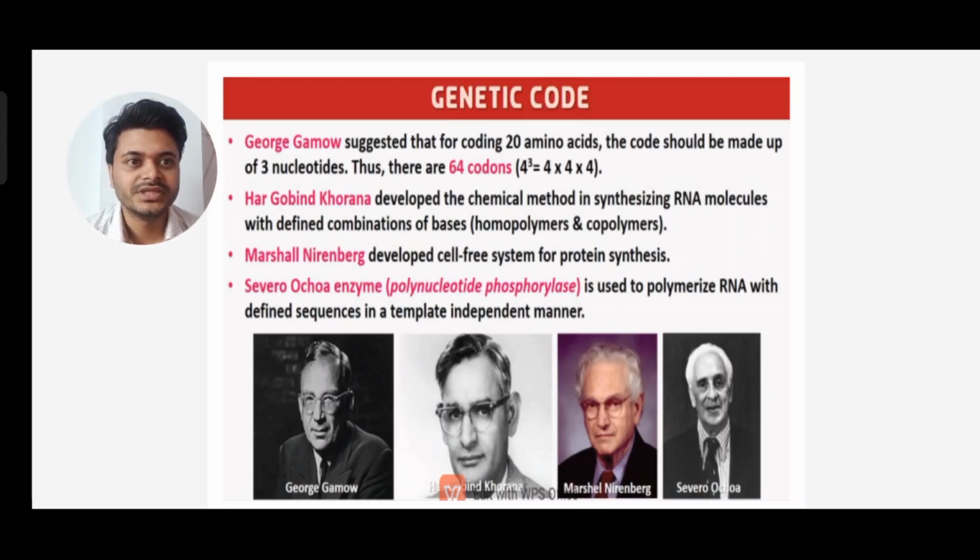Har Gobind Khorana developed the chemical method of synthesizing RNA molecules with defined combinations of bases, that is homopolymers and copolymers. Marshall Nirenberg developed a cell-free system for protein synthesis. Severo Ochoa's enzyme, that is polynucleotide phosphorylase, is used to polymerize RNA with defined sequences in a template-independent manner. So all three scientists contributed different things, as you can see there.